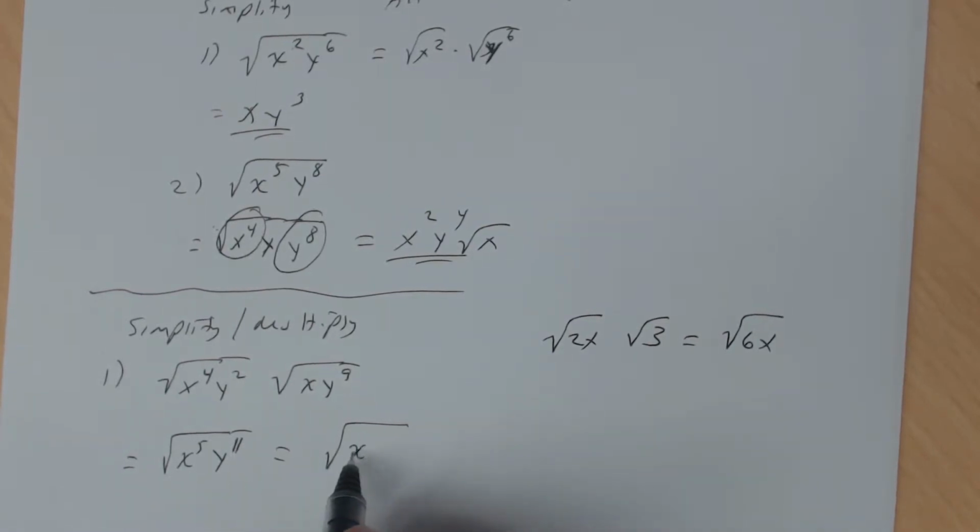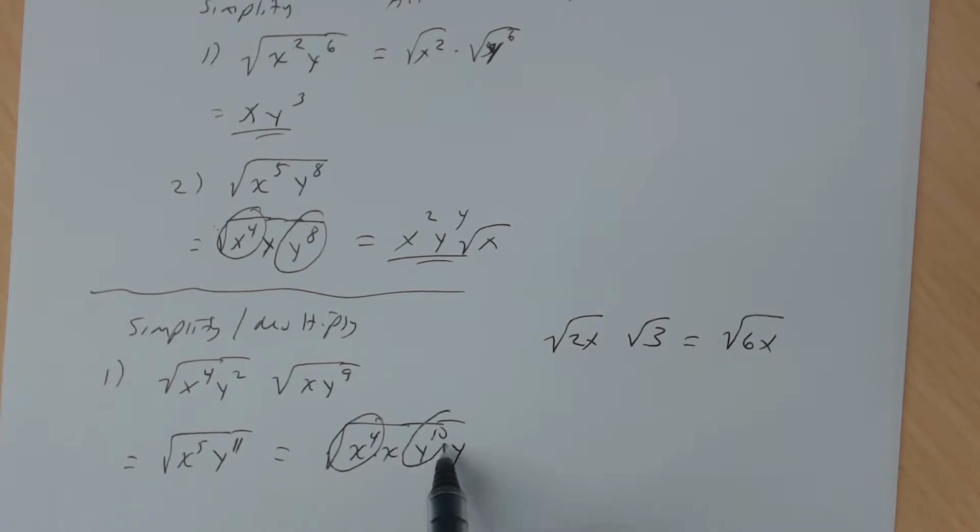So I get x to the 4th times x times y to the 10th times y, and I'm going to simplify the square root of x to the 4th, and I'm going to simplify the square root of y to the 10th, and I get the answer being x squared y to the 5th times the square root of xy.